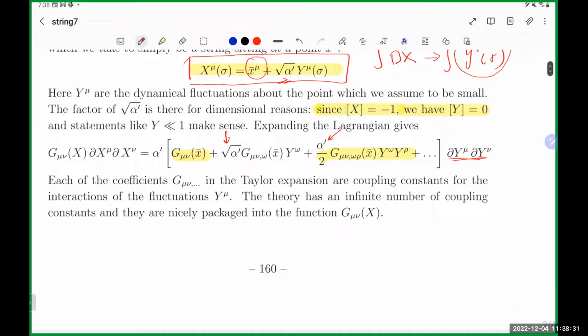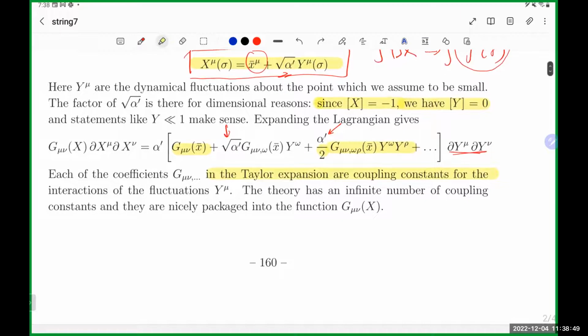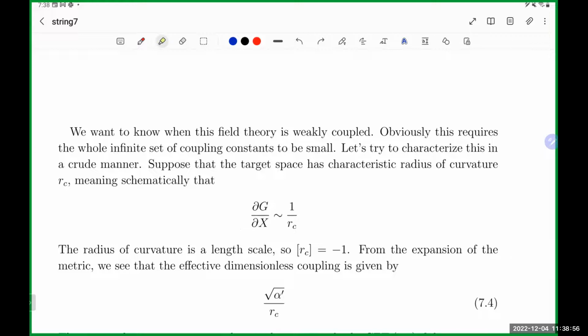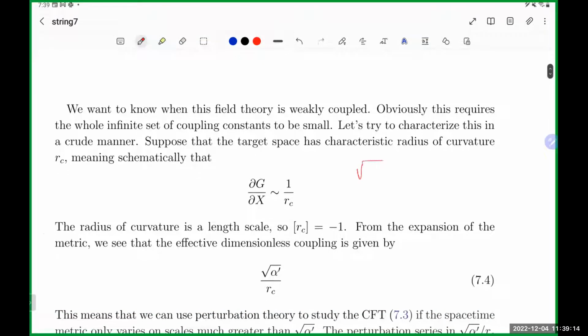So now each of these coefficients in the Taylor expansion is a coupling constant. That's why this g mu nu is an infinite number of coupling constants. Although it looks like one coupling constant on the worldsheet theory, it's an infinite number of them nicely packaged into the g mu nu. Good. But notice that for this to work, you have two length scales. String theory has this length scale that makes it distinct from any quantum theory of gravity, which is alpha prime, the fundamental length scale. This is something that distinguishes string theory.